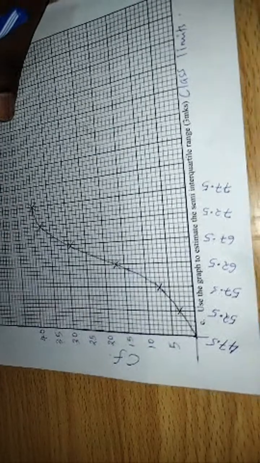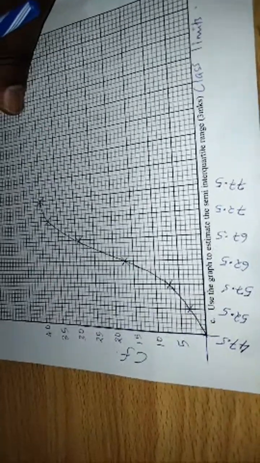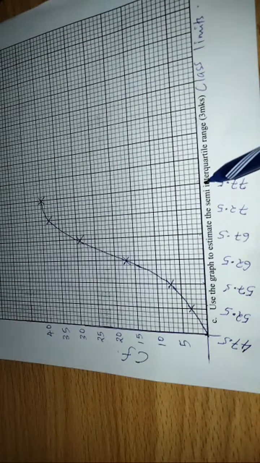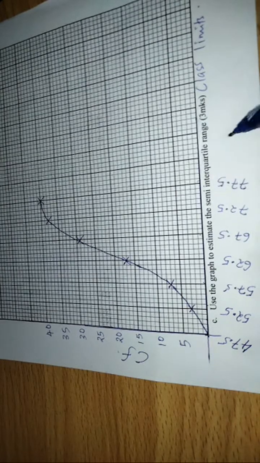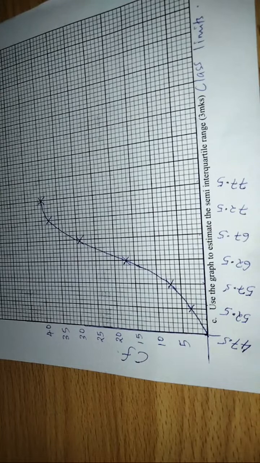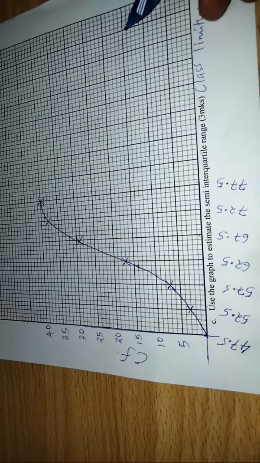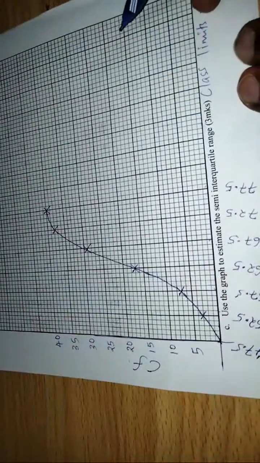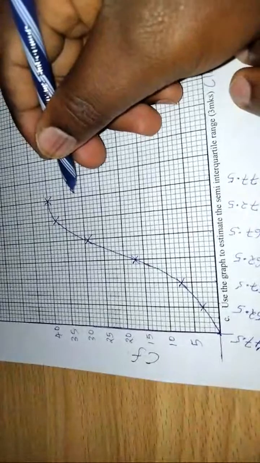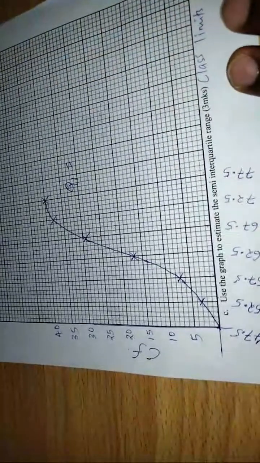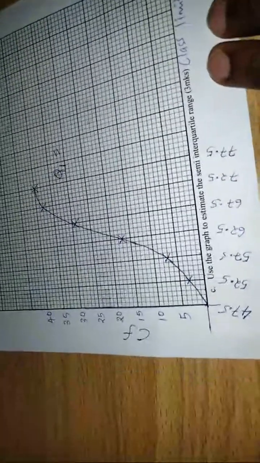Now there is a question I can see we should answer from this ogive, and we are told to use the graph to estimate the semi-interquartile range. Semi-interquartile range is what we call the quartile deviation. So we need Q1, the value at Q1. So remember, Q1 will be given by a quarter of this data, and a quarter of 40 is 10.